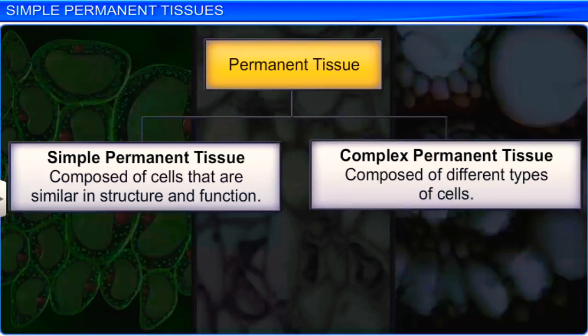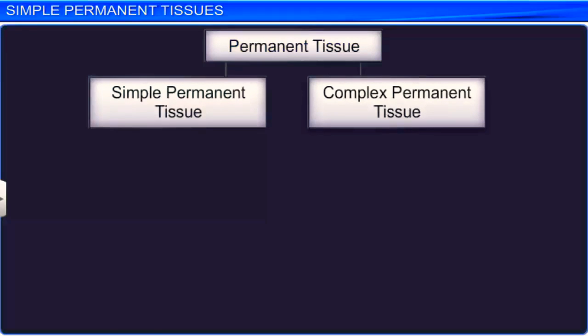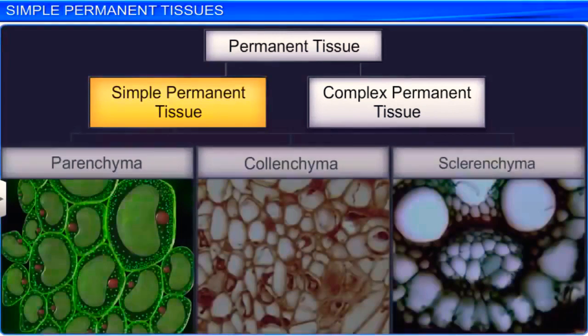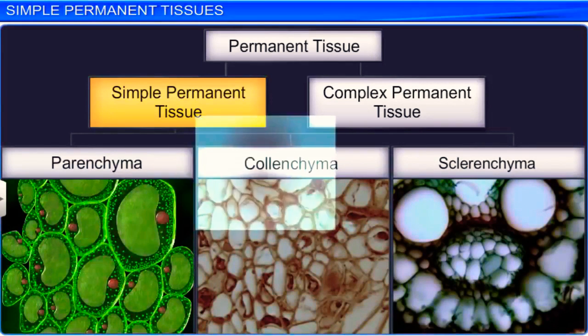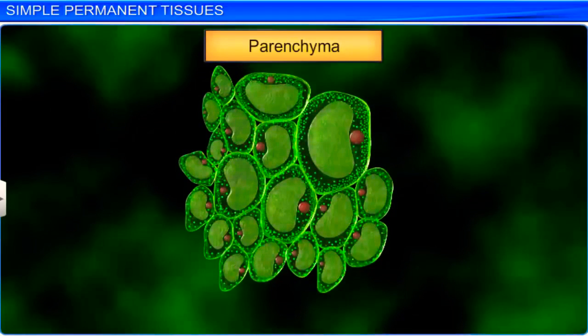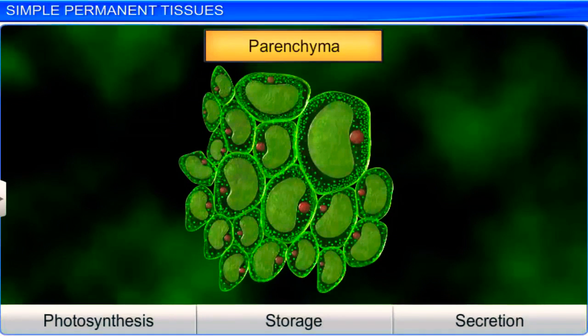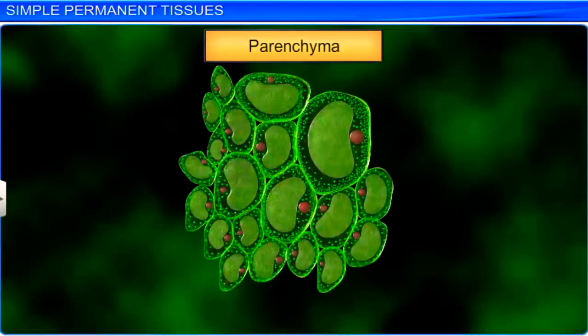Let's learn more about simple tissues. There are three types of simple permanent tissues: parenchyma, collenchyma, and sclerenchyma. Parenchyma is the most common ground tissue. It performs functions such as photosynthesis, storage, and secretion. The cells of the parenchyma have the same dimensions or the same length, width, and height, which means that they are isodiametric.